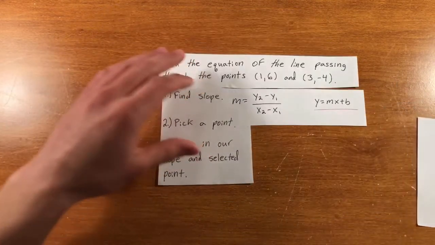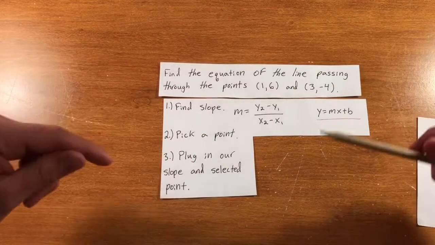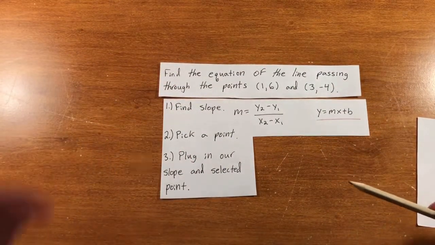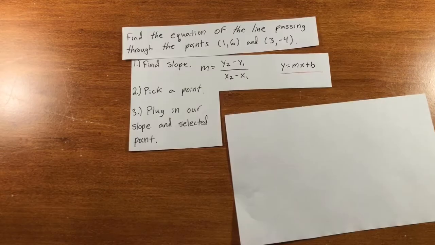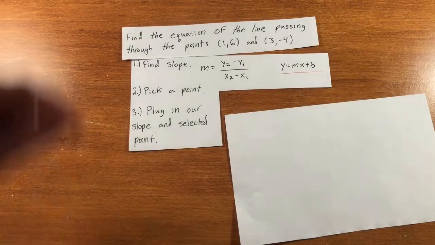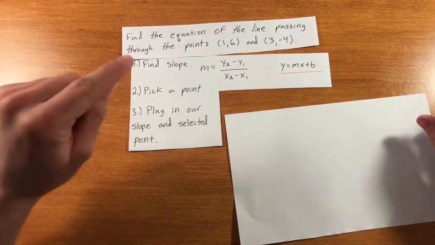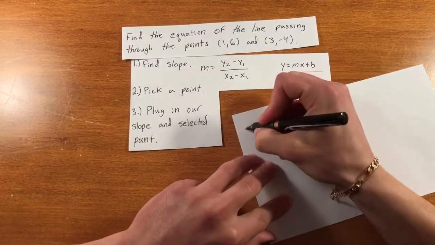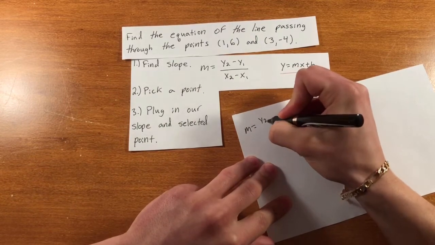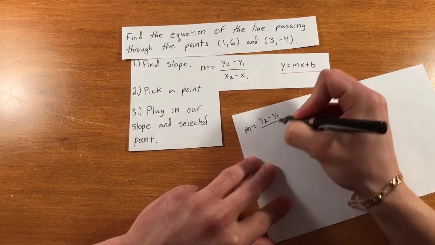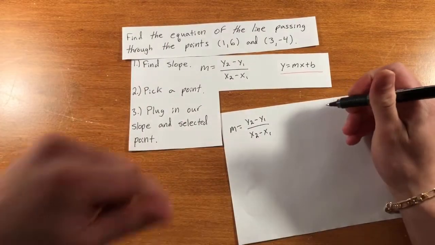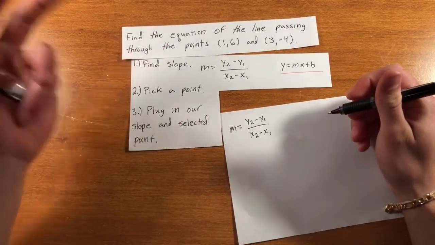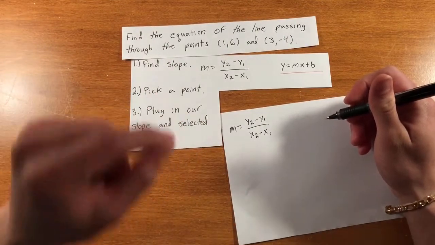So let's get into this example here, and we'll see how we can find slope, pick a point, and plug in our slope and selected point so that we can represent the equation of this line. Again, let's follow these steps. The first step, find slope. So m equals y2 minus y1 over x2 minus x1. Well, what's y2, what's y1, what's x2, and what's x1? That's what I need to find the slope.